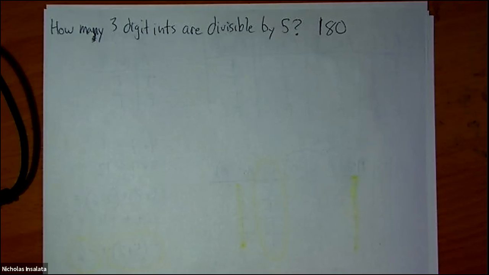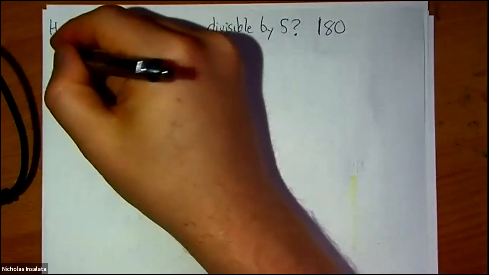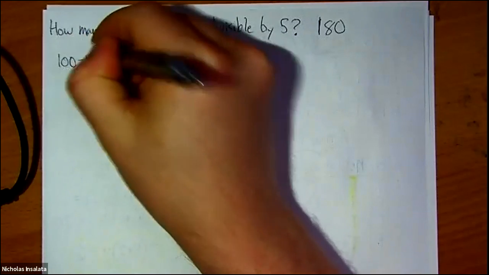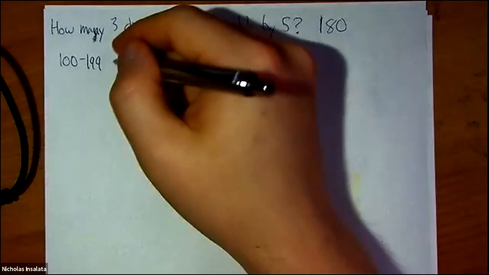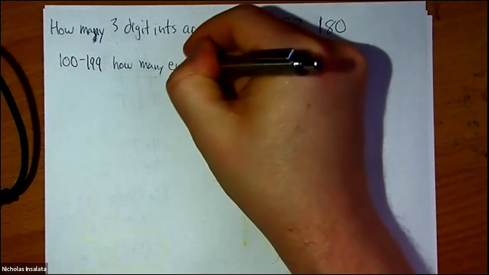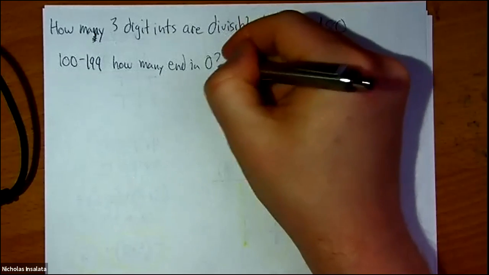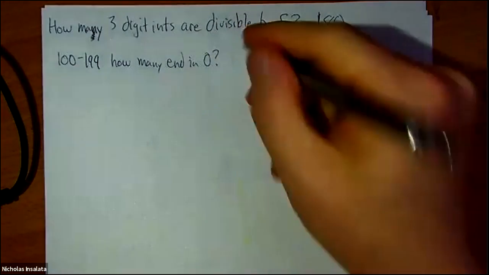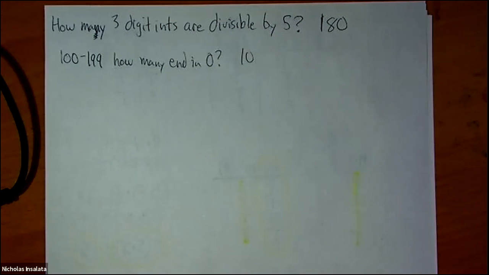Maybe we should walk through the problem. So let's just count how many end in 0. How many increase by increments of 10? Yeah, that's true, so we can sort of think of it that way. For the numbers from 100 through 199, how many numbers are divisible by 10, or how many end in 0? Not 9. Close. 10. There we go. And what do we know about how many end in 5?